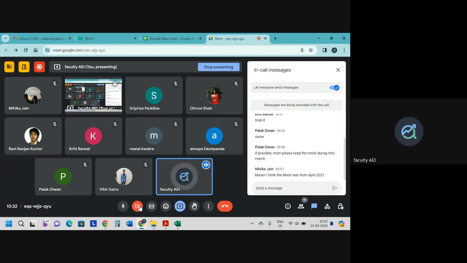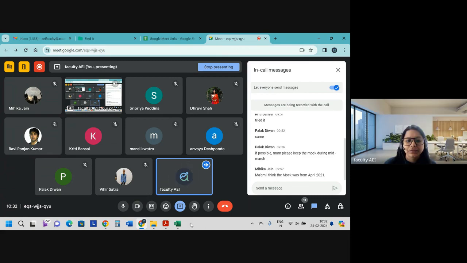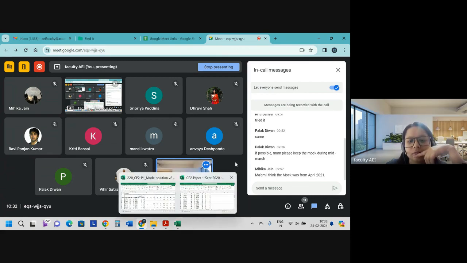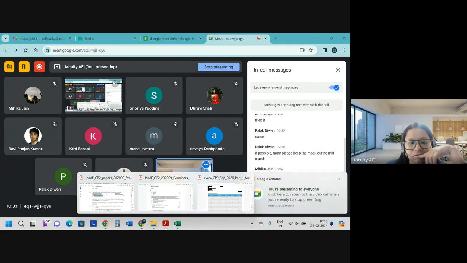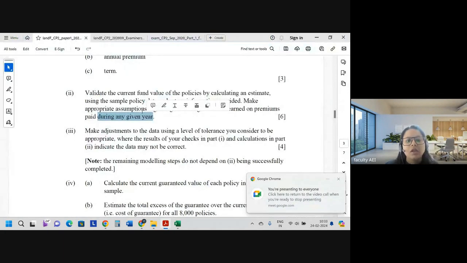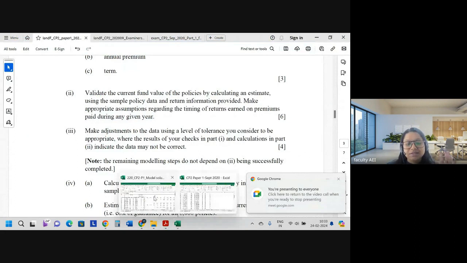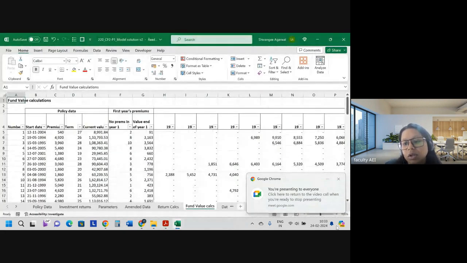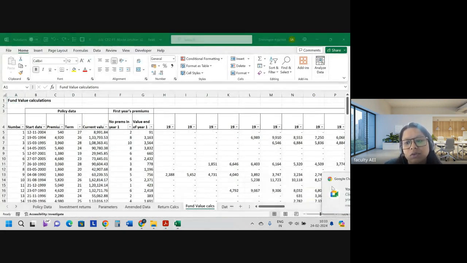Kisi ne nahi kara. Theek hai. So I also think that this is one of the most difficult parts of the entire paper. So first let us see their solution and then I'll discuss my solution with you all.